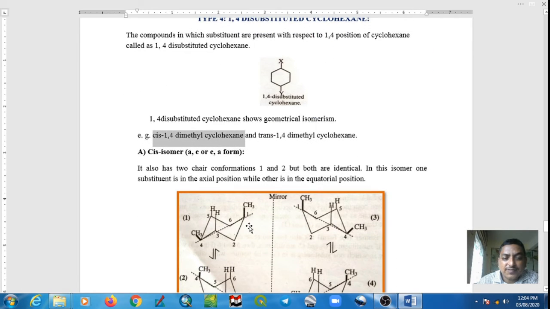We know that in case of cis isomer, both substituents are on the same side. Let us draw its chair conformation. We know that this is the chair conformation of cyclohexane, and we know that methyl at C1 is axial. If this is axial, then methyl at C4 must be equatorial. In case of cis isomer, both substituents are on the same side. This is projected upward, that's why it is called cis isomer.